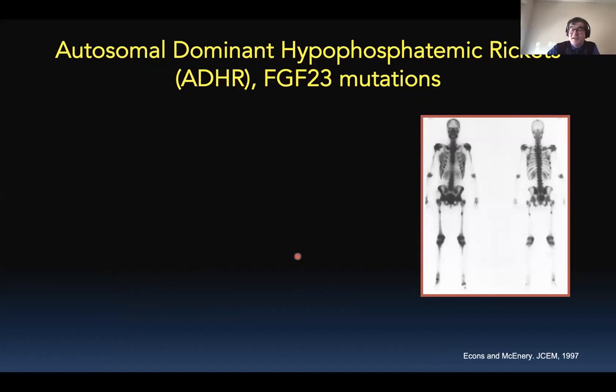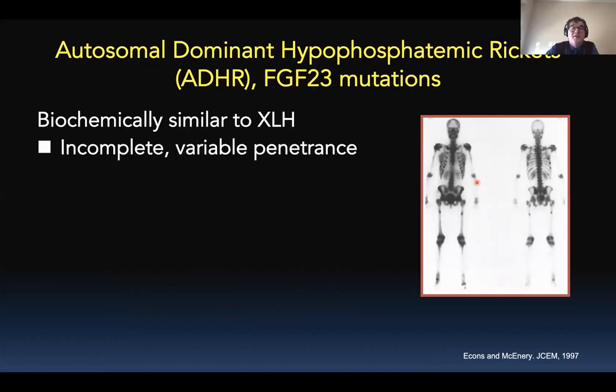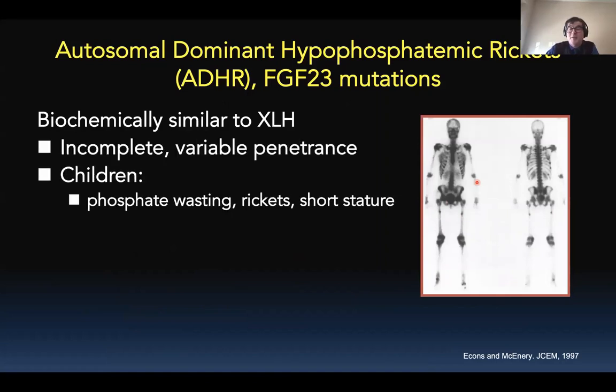FGF23 itself was discovered in studies of an autosomal dominant hypophosphatemic rickets kindred. This is a proband in the kindred that Dr. Econs studied. She was 14 years old and presented with severe bone pain and pseudofractures in her femurs and in her ribs. It's biochemically very similar to XLH, but it has incomplete and very variable penetrance.